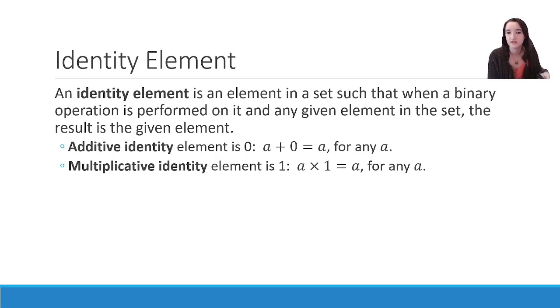Then the multiplicative identity is 1. So anything times 1 is that number as well. 2 times 1 is 2, 3 times 1 is 3, 17 times 1 is 17. Anytime I multiply by 1, it's kind of like doing nothing. In the same way as adding 0 is like doing nothing, right? It doesn't change the number I'm working with.